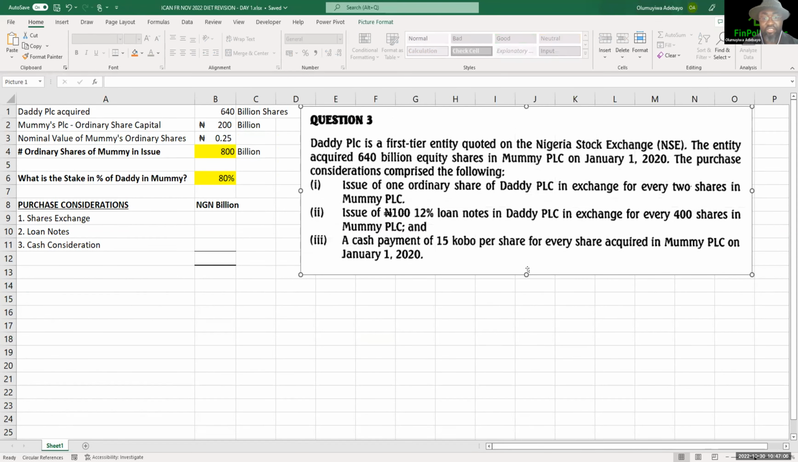Okay. Now the question then is, what is the number of Mommy's shares acquired? If you remember, it was 640 billion. Now the question then is, what then is the number of Daddy's shares to be offered to Mommy's acquired, or Mommy's former shareholders?